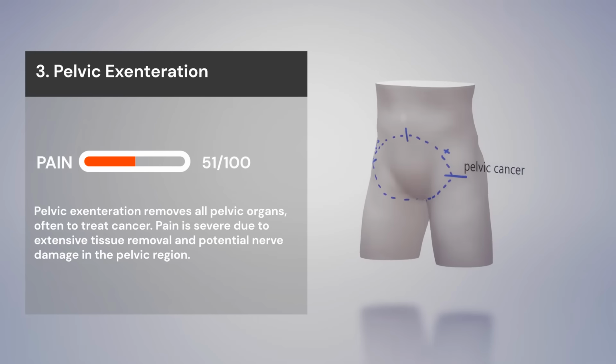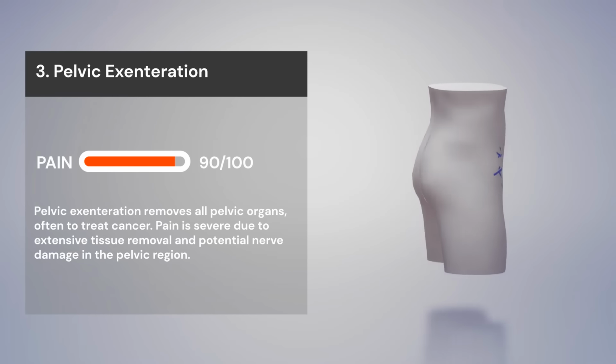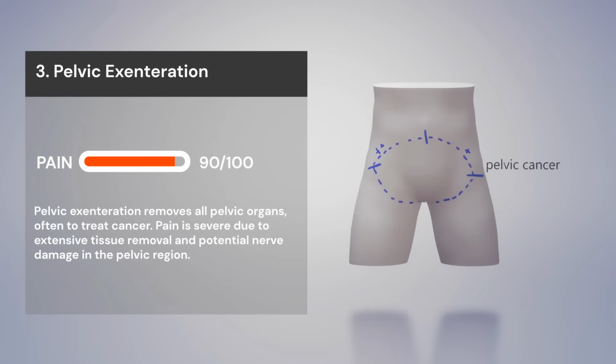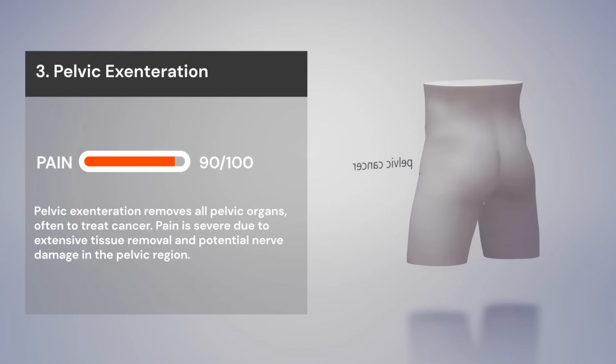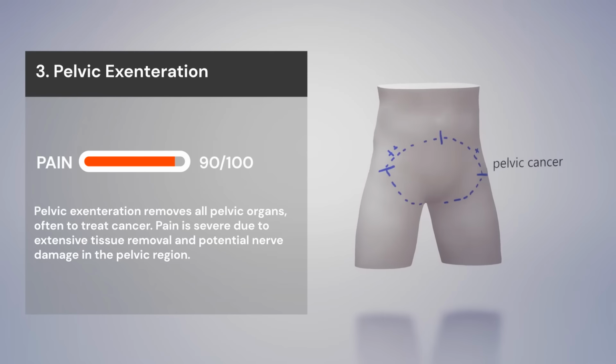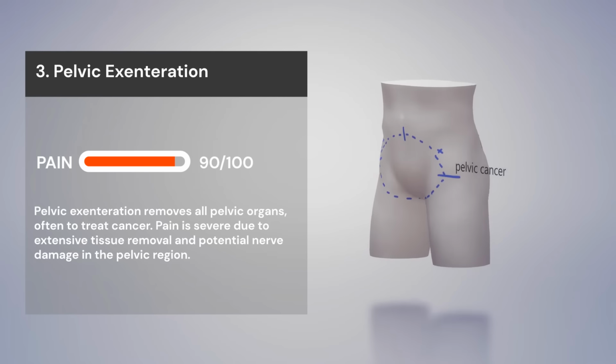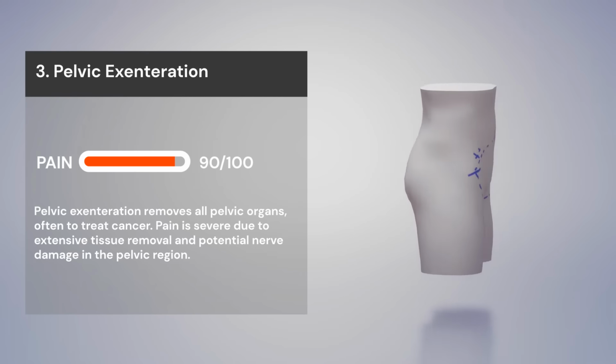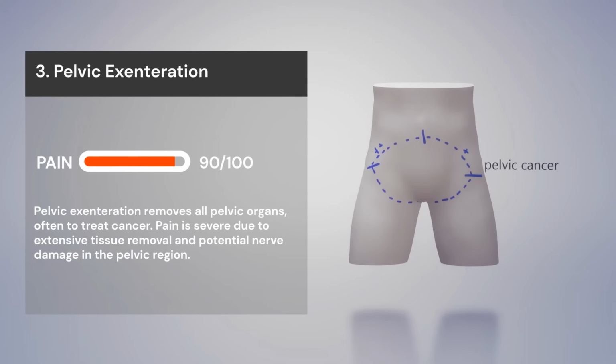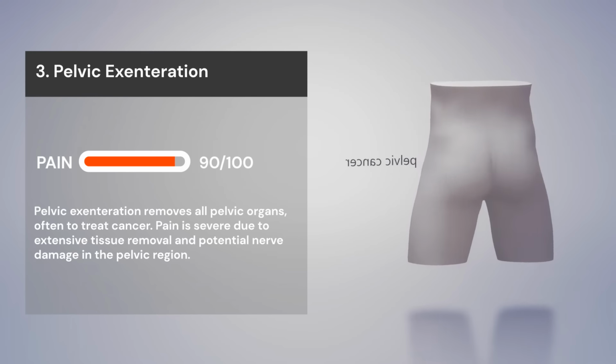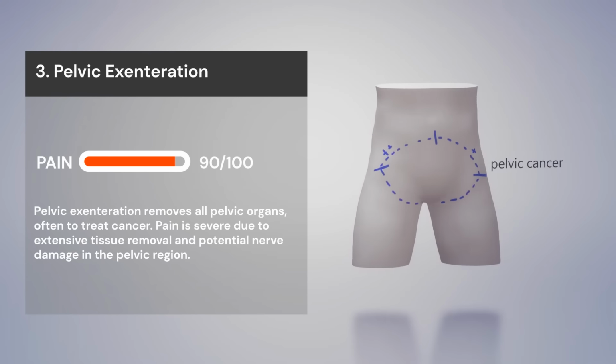Number 3. Pelvic exenteration. Pelvic exenteration is an extensive surgical procedure used to treat advanced pelvic cancers. It involves the removal of all pelvic organs, including the bladder, reproductive organs, and part of the colon. The pain associated with pelvic exenteration is profound due to the extensive tissue removal and potential nerve damage.